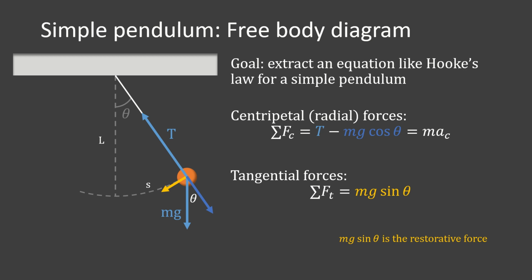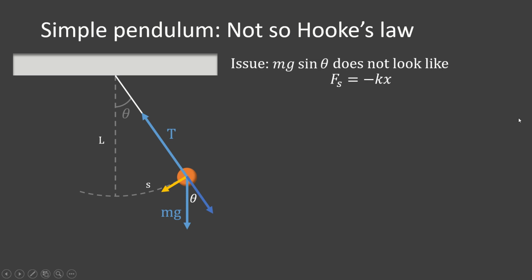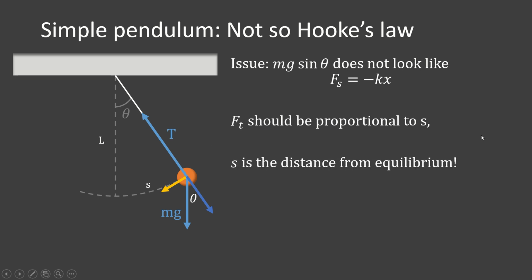But we have a problem with that. It's not really Hooke's law. Because for Hooke's law, it needs to look like this equation for the spring, that it's proportional to the position. And our x in this case would be s, the arc length. And in the expression mg sine theta, there's nowhere that indicates that there's an s. Again, F_t should be proportional to s, because s is the distance from equilibrium.